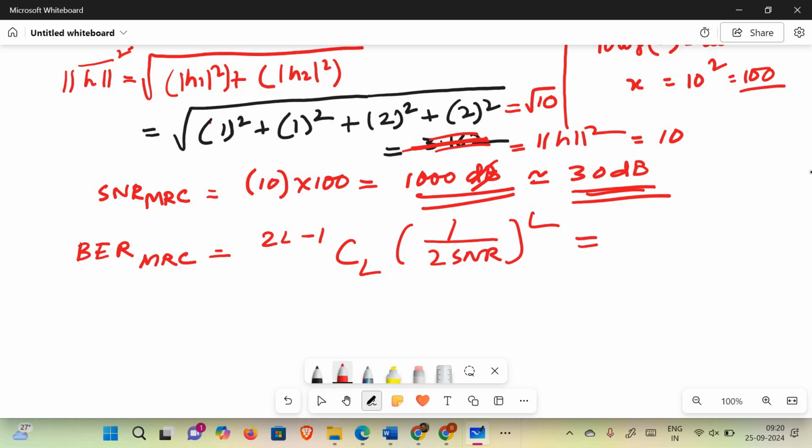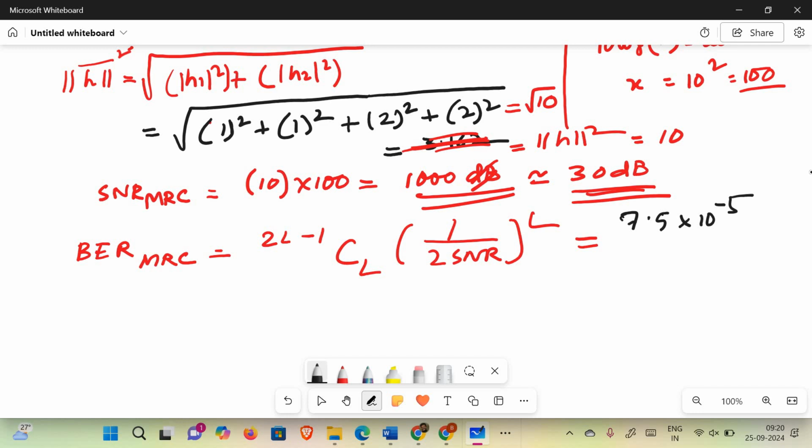Tell me if anyone has done it. 7.5 into 10 to the power minus 5. Okay, this is what the value is. So L is equal to 2. Here we are assuming L is 2 since there are two paths. But is there any other alternative solution to this? My question is, everyone please understand this carefully. PER MRC, we have an equation of this.